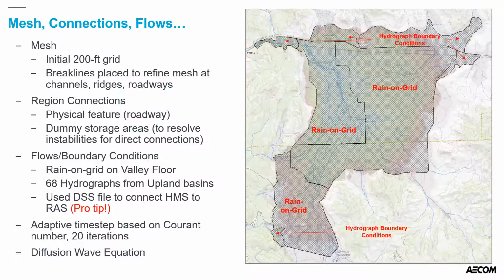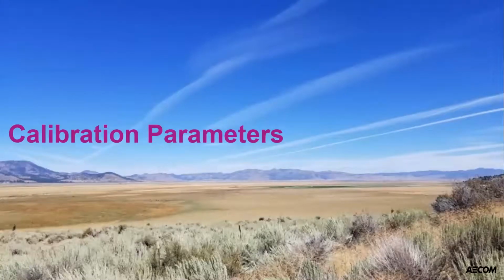One more thing I'll say is that both the full momentum equations and diffusion wave equations were tested across our entire study. The diffusion wave equation produced slightly better results during calibration, which we'll talk about in a minute. So that was applied all across our studies. We did also use an adaptive time step based on the Courant number and 20 iterations. Our team found that worked really well, balancing runtime and accuracy.